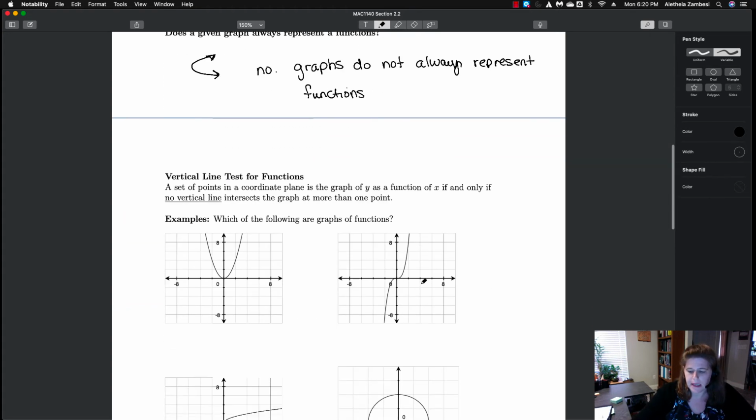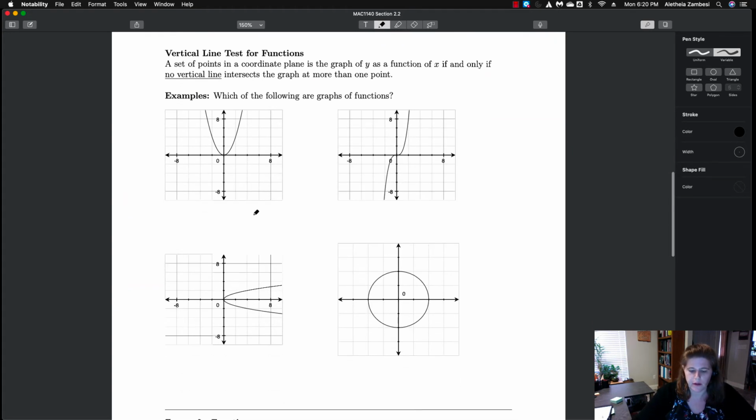Now, to tell if something is a function, we apply what's called the vertical line test. So if you can draw a vertical line anywhere on a graph and it hits the graph more than once, then that is not a function. So if I'm looking at this, for example, if I draw a vertical line here, I'm hitting the graph 2 times, so it is not a function.